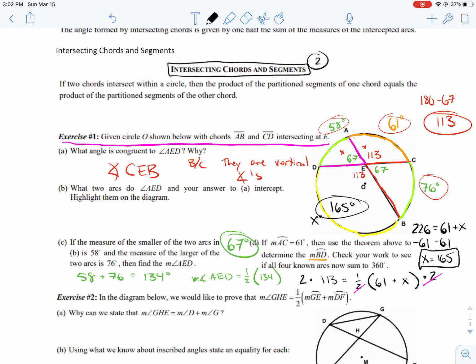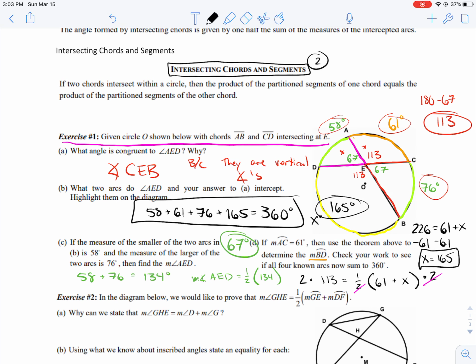This is to check your work. So I'm going to go 58 plus 61 plus 76 plus 165 equals 360 degrees, which is the degrees of a circle. It's 360 degrees around.